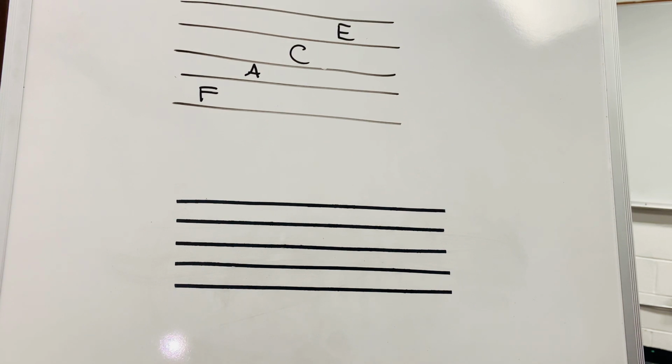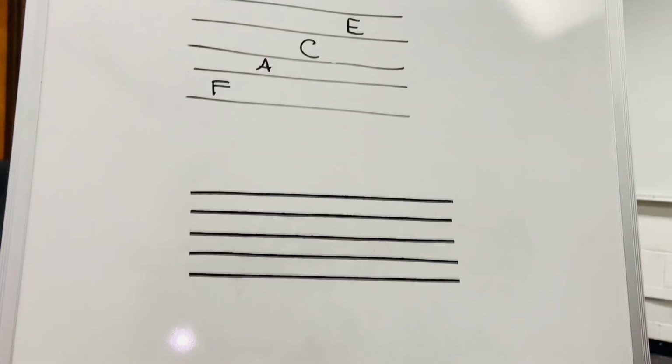All right, once again, this is F. This is A. This is C. And this is E. With F being the lowest note, E being the highest note, okay? Once again, F is the lowest note you will hear today. E is the highest note you will hear today. All right?